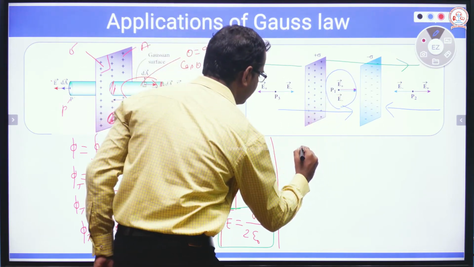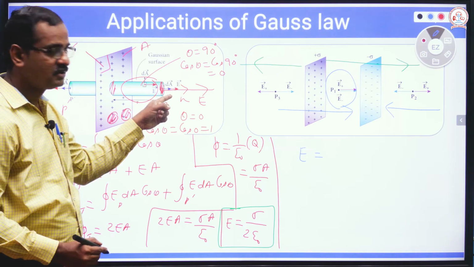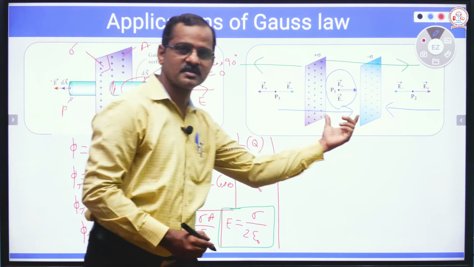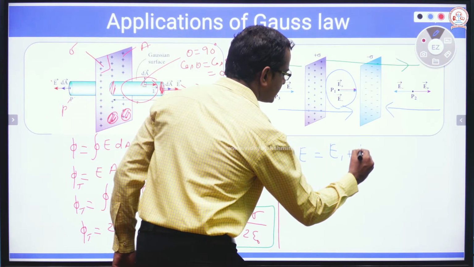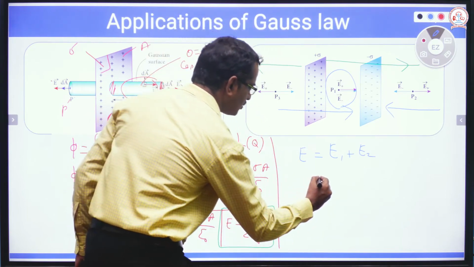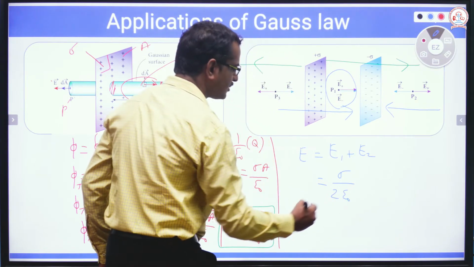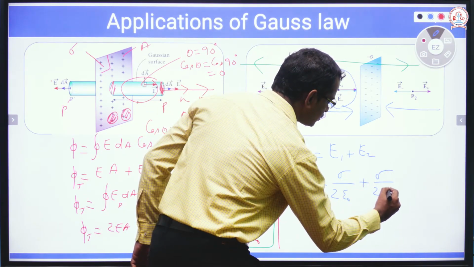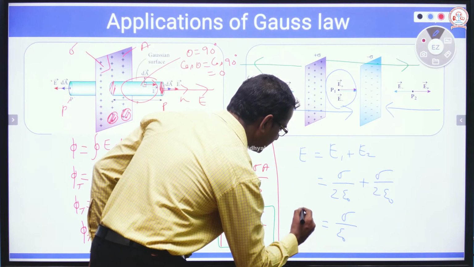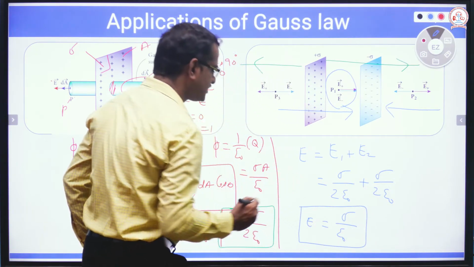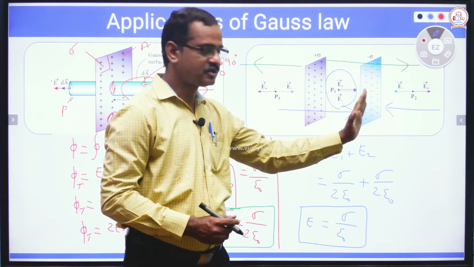Here we have calculated the electric field at a point due to a single plate. Here there are two plates. Then the resultant electric field will be equal to the electric field due to the first plate plus the electric field due to the second plate. So this will be equal to sigma divided by 2 epsilon naught plus sigma divided by 2 epsilon naught, that is equal to sigma divided by epsilon naught. This is the electric field at a point between the parallel uniformly charged plates.